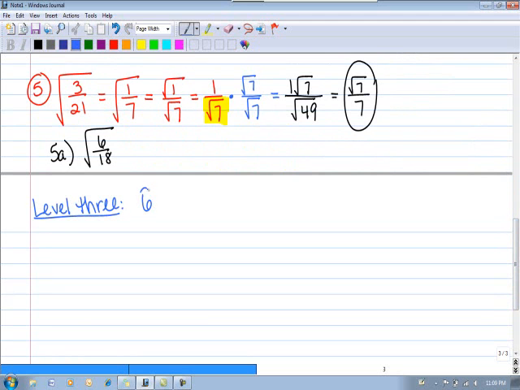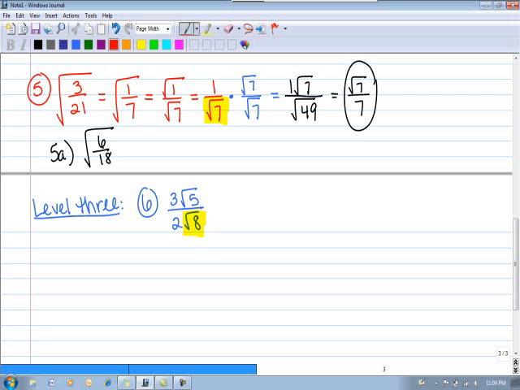So problem 6 from level 3 is 3 radical 5 over 2 radical 8. And this one looks trickier because I don't just have a radical in the denominator, I also have a number outside of the radical. But again, I don't care about the 2 at all. The 2 is not bothering me. The main issue is the 8.